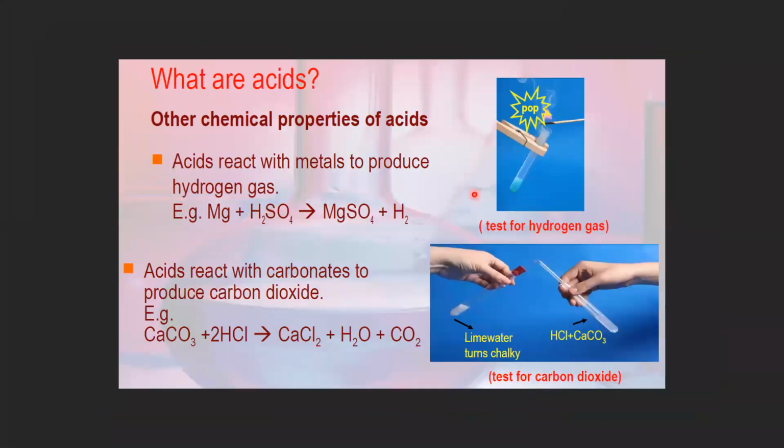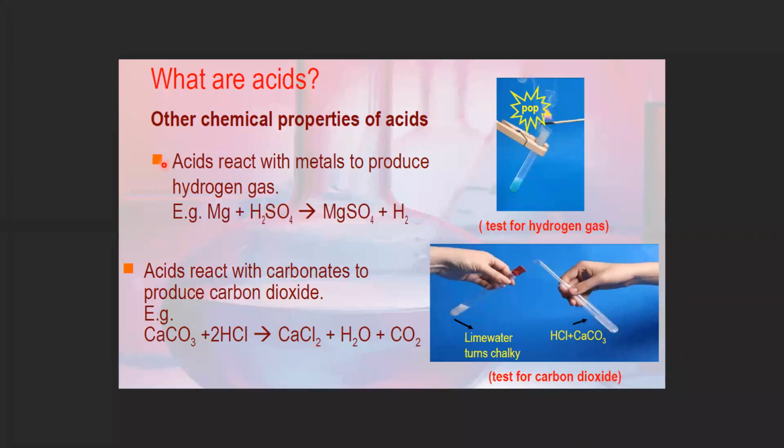So, folks, we go to the next part. What are acids? We just saw what an acid is: a compound with H plus ions, which dissolves in water. Now these are the basic properties of acids, which we will cover in detail later on. The first is that acids react with metals to produce hydrogen gas.